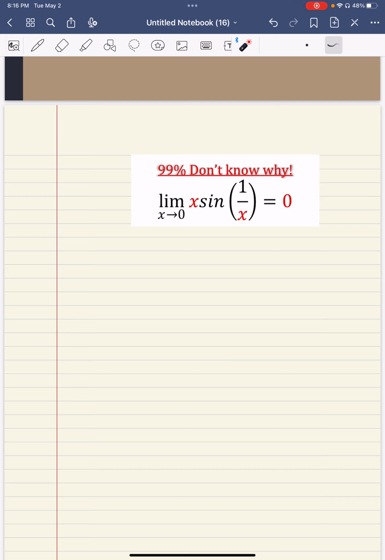So first of all, as I said in one of my previous videos, the first thing that we should do for limit questions is to replace the x value.